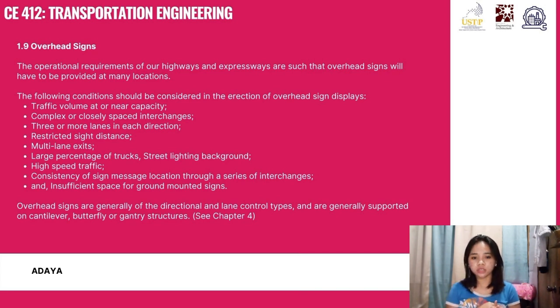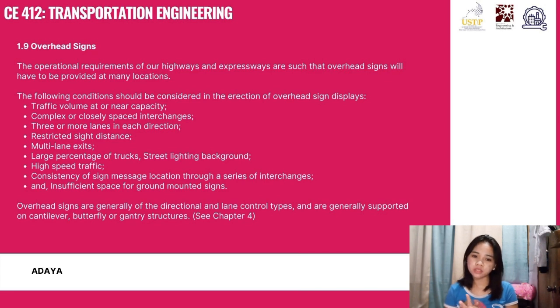And then next is three or more lanes in each direction. On wide roads with lots of lanes, it can be hard to know where to go, so a sign above each lane is a big help. And then in terms of restricted sight distance, when drivers cannot see very far ahead because of curves or other obstacles, overhead signs are easier to spot. And then multi-lane exits. Without overhead signs, drivers might not know which lane to take.